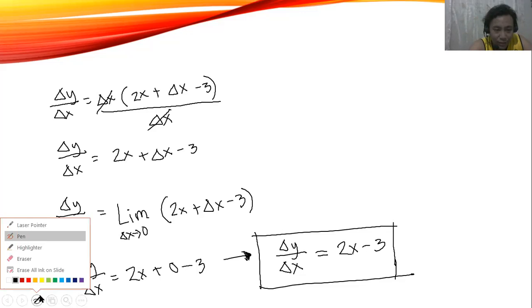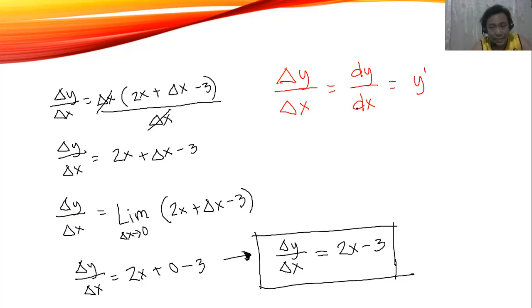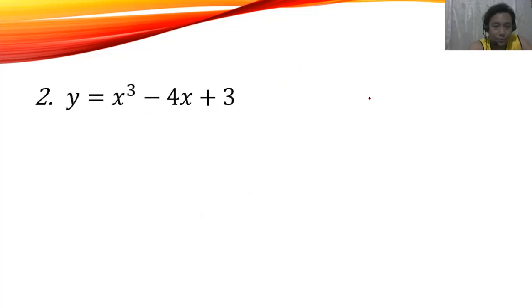So just a little reminder, and baka mamaya kasi malito kayo. So delta y over delta x can be written or is also equal to dy over dx, or also equal to y prime. So yung mga yan pare-pareho yan. Delta y over delta x is also equal to dy over dx, and also is equal to y prime. So yun lang. Naintindihan ba? Very good. So let's have another example.